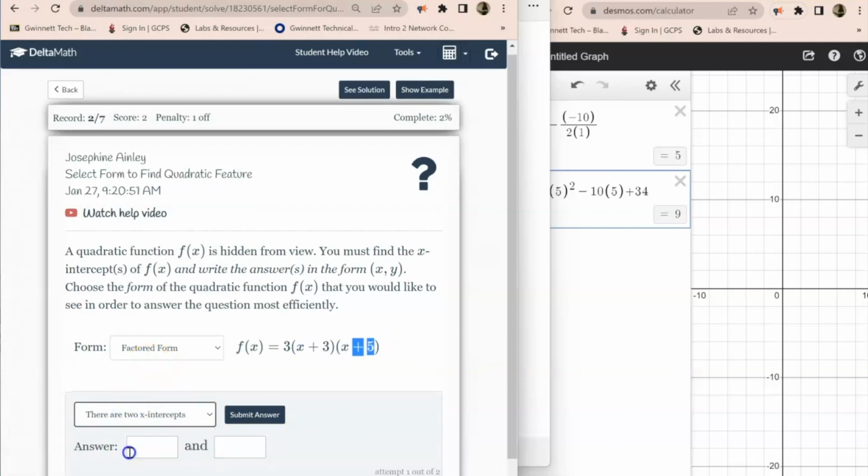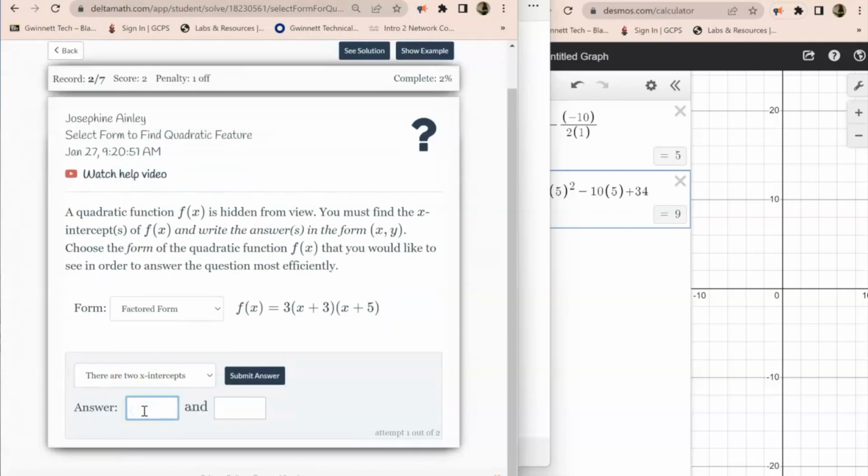There are 2, so there are 2 x-intercepts. So the first one, and remember, they do want it as a coordinate. So when x is, and again, opposite, -3. So we're going to write -3. The x value is -3, and the y value when x is intercepting the axis is 0.